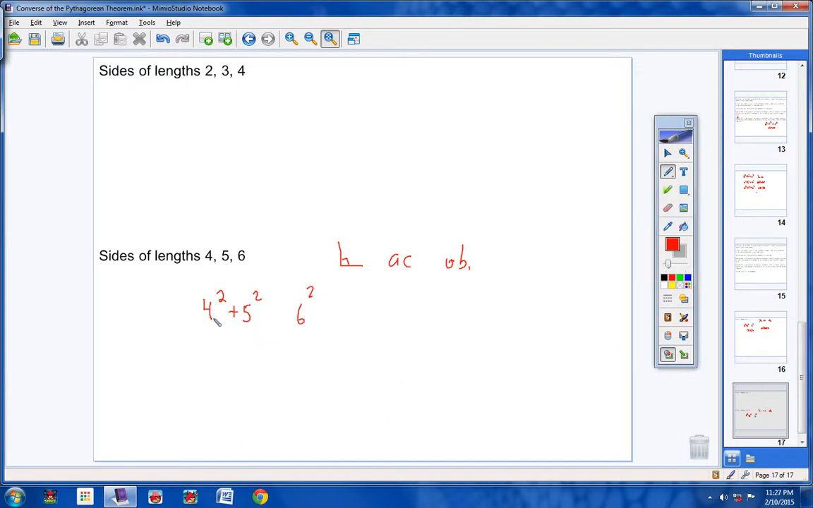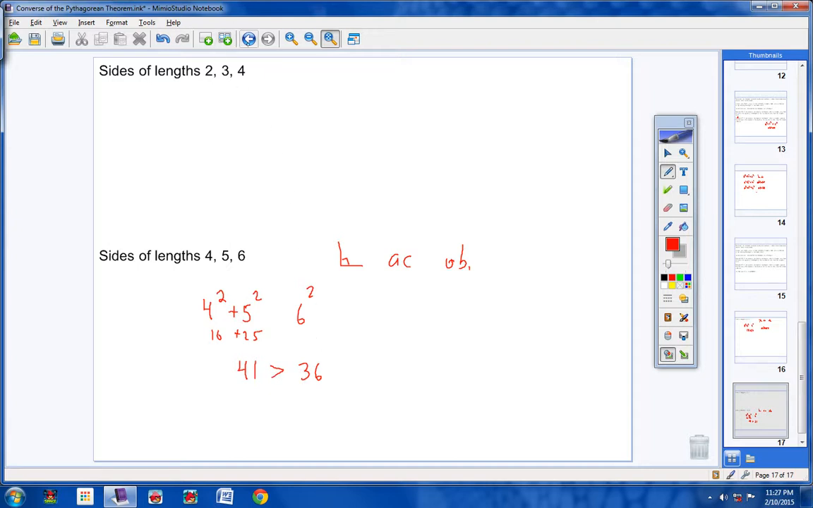4 times 4 is 16. 5 times 5 is 25. 16 plus 25 would be 41. 6 times 6 is 36. So now the left side is bigger than the right side. Okay, the sum of the squares of your two smaller sides is greater than the square of your longest side.